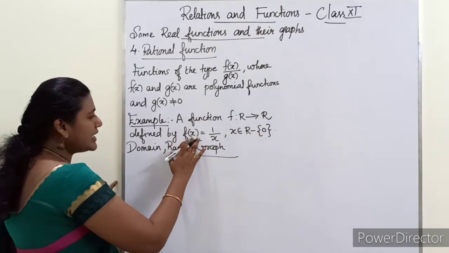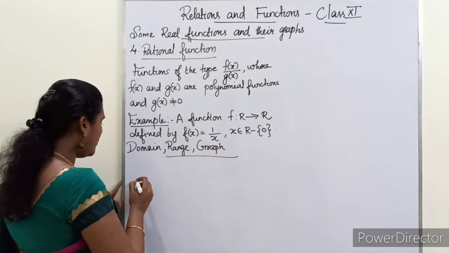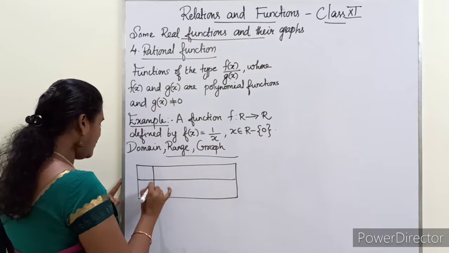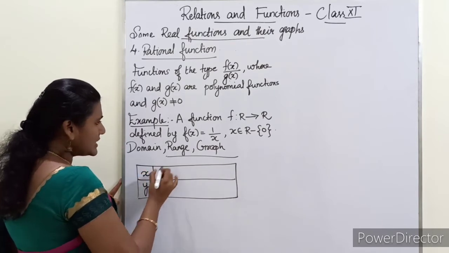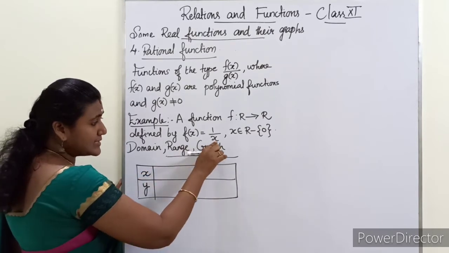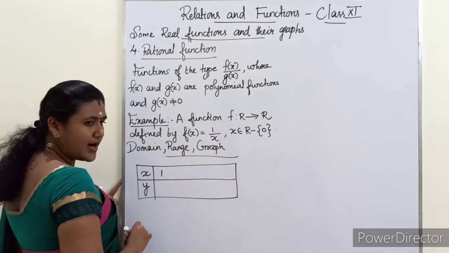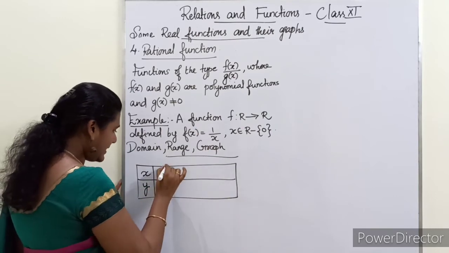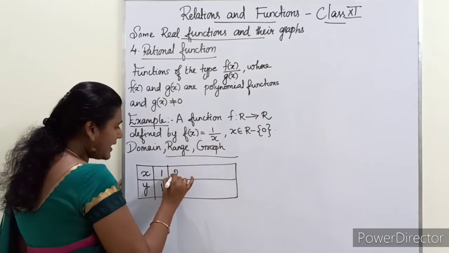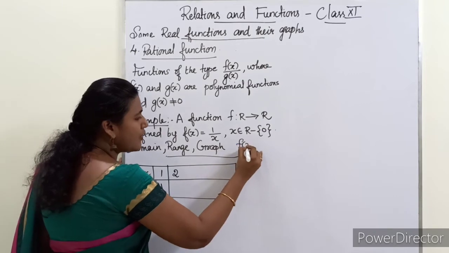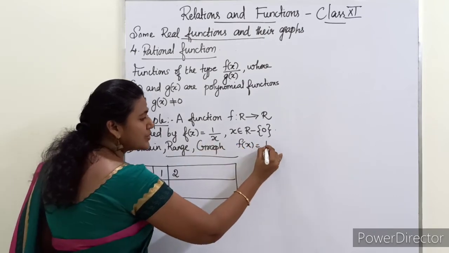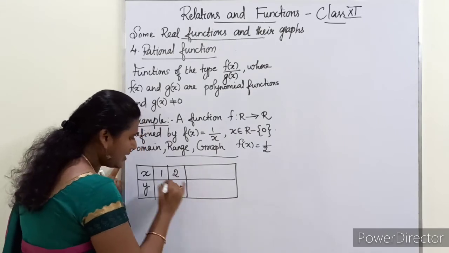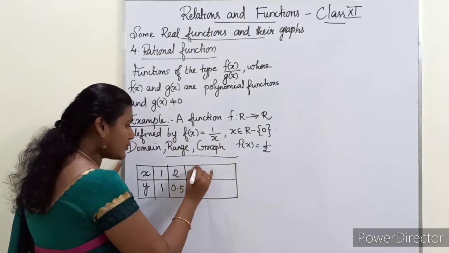So now we will draw the graph. For drawing the graph, we need a few points here. So we will take a few points x and y. First, we cannot take 0. x equal to 0 we cannot take. So we will start with 1. When x is equal to 1, f of x is equal to 1. That is, y is also 1. If I am taking x equal to 2, so what is f of x? If I am taking x equal to 2, f of x will be 1 by 2. What is 1 by 2? 0.5. If I am taking minus 2, then what will happen?